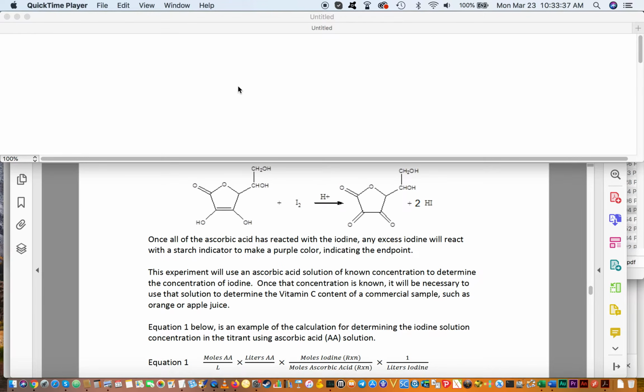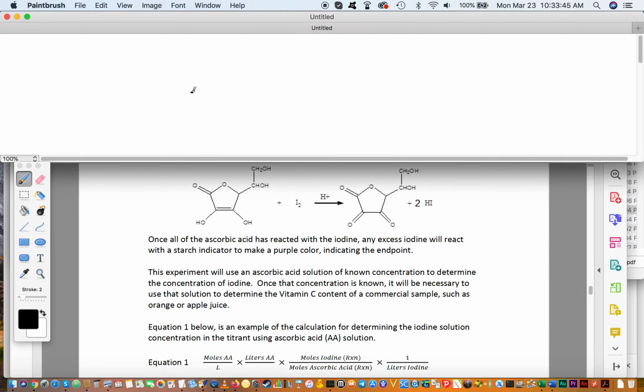Some guidance here on how to set up the calculations for this lab. I wanted to direct you here to equation 1, which you can see in your lab manual, and you can see how it's set up. It says moles AA per litre. Well, that's basically the molarity of ascorbic acid.